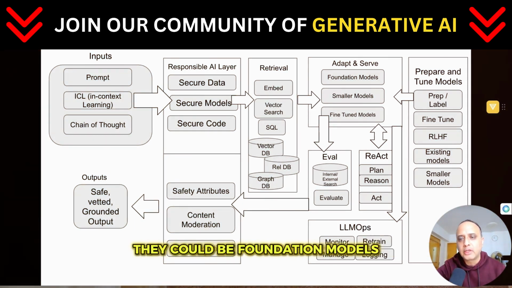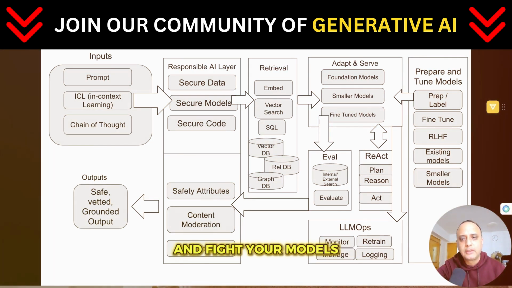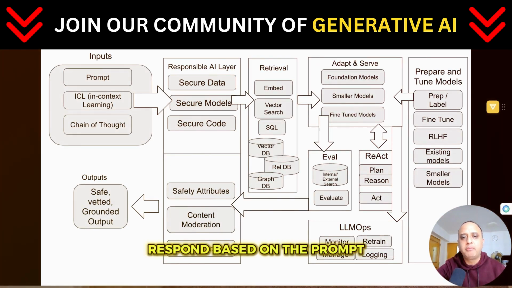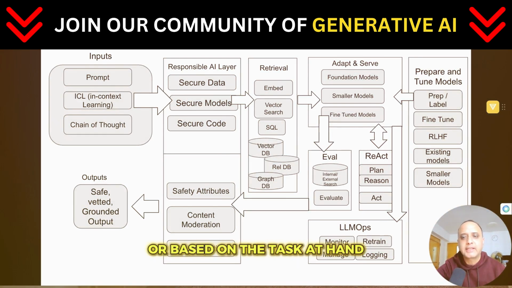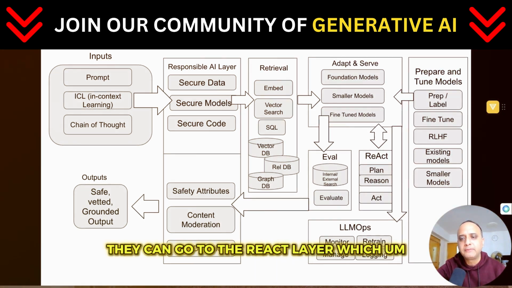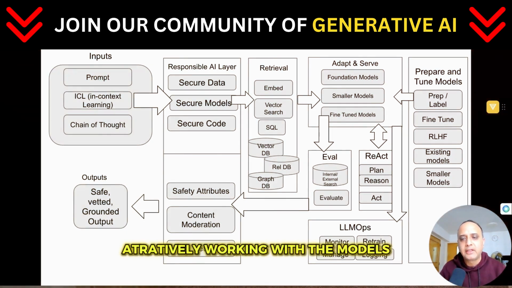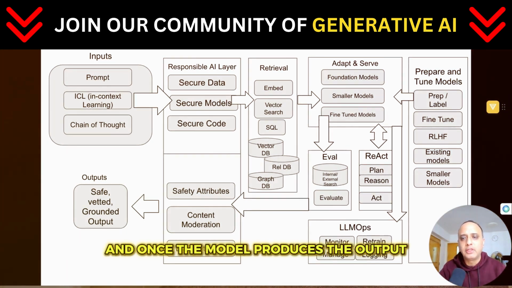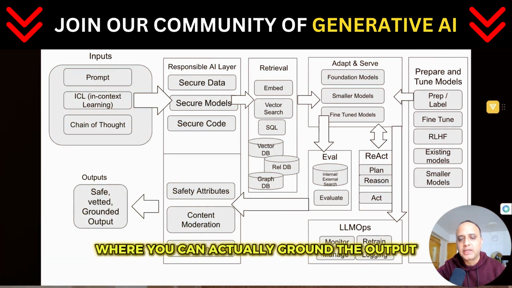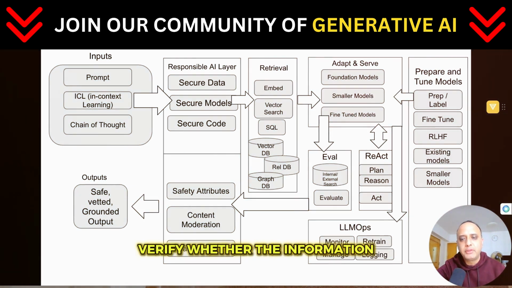Finally, the serving, and there could be foundation models, other smaller existing models, and fine-tuned models. Like an ecosystem or a network of models which can respond based on the prompt or based on the task at hand. The output of these models can go to a couple of layers. They can go to the ReAct layer, which can plan, reason, and act iteratively, working with the models. And once the model produces the output, that can go into an eval layer, where you can actually ground the output, check the output, have another model verify whether the information is correct or not.